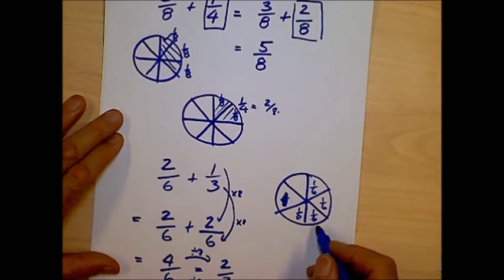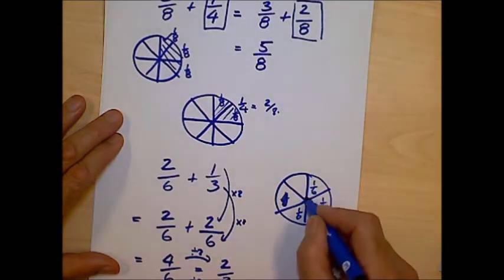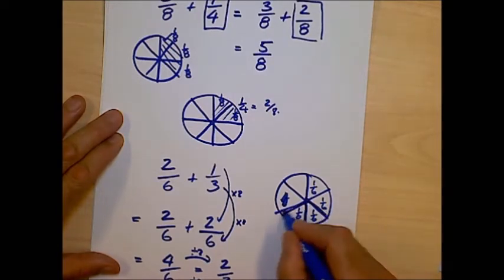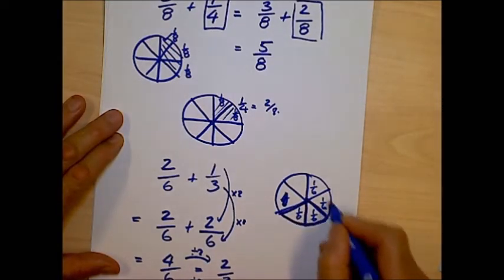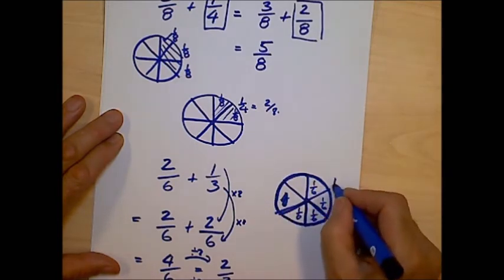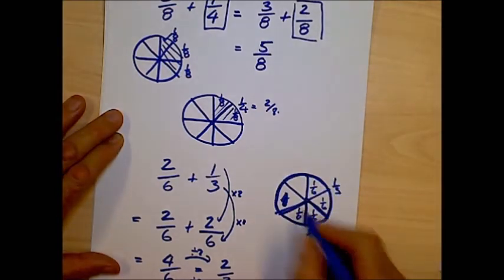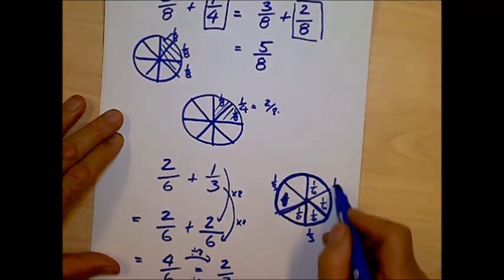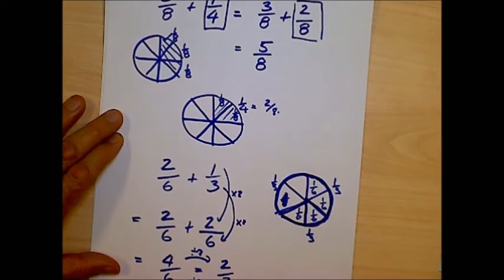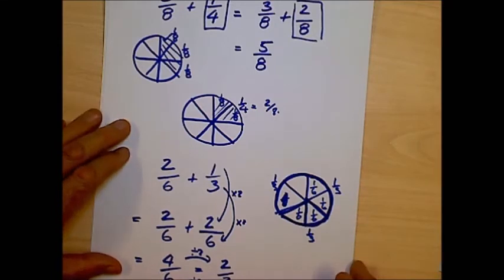Now 4/6, we can see that is in fact going to be equal to, if we combine the two 1/6 parts together, we have that part, that part, and that part, where each one of them is 1/3. So 4/6 is going to be 1/3 plus another third. So hence the equivalent fraction 2/3.